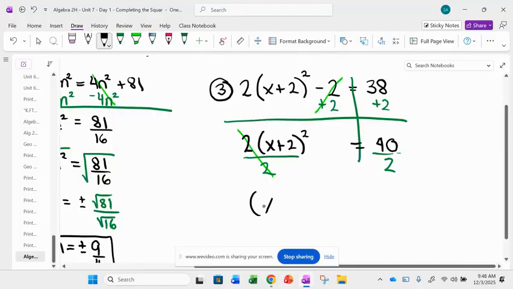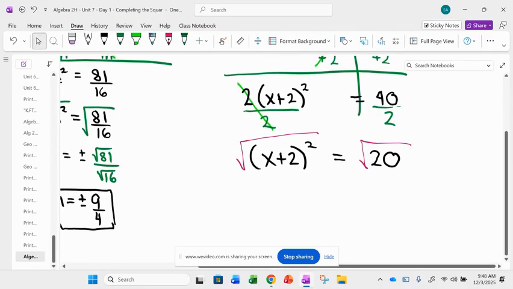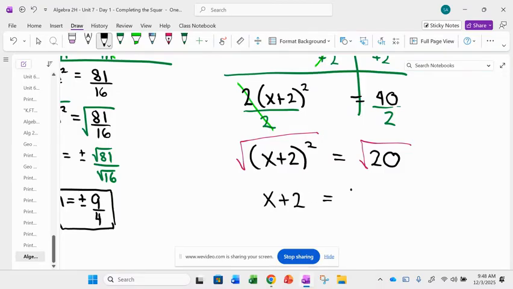So now I have the quantity x plus 2 squared equals 20. Now that the quantity that's squared is by itself, now I can solve by square root method. So I'm going to square root the left side, square root the right side. So the square root cancels out with the squared. So I'm going to have just x plus 2 is equal to plus or minus. Can I simplify the root of 20? Yeah, do it in your head. What's the square root of 20? 2 root 5.